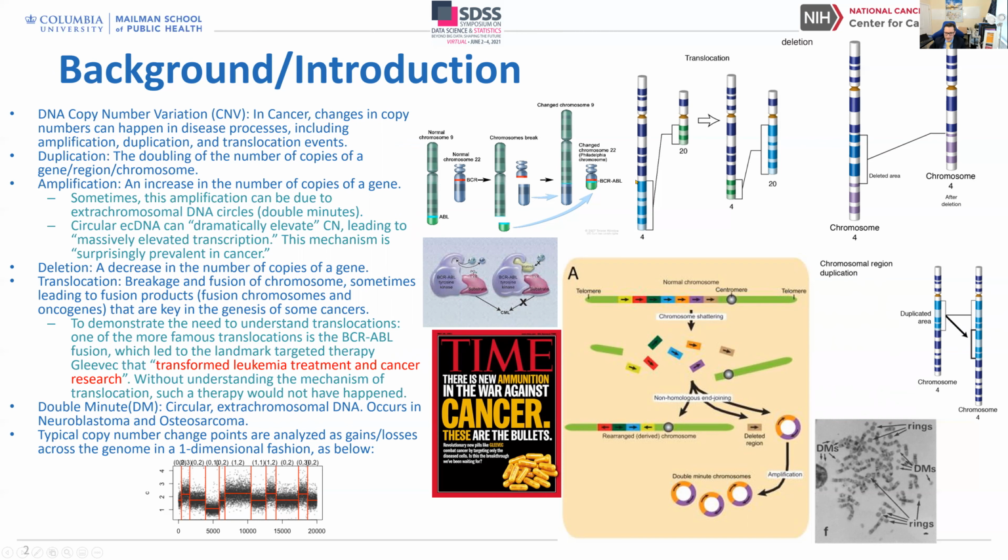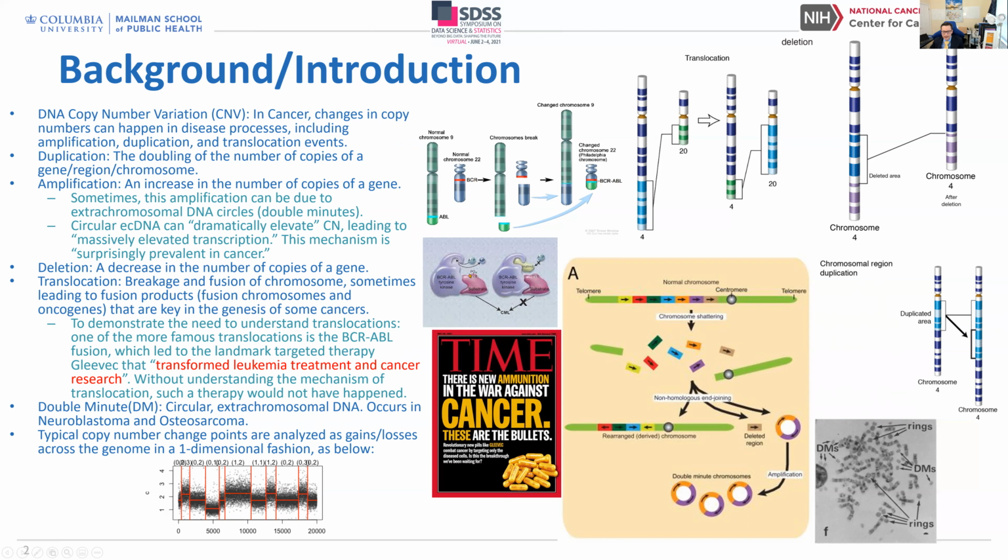This can happen with or without copy number change. And one of the most famous translocations is the 9;22 translocation in chronic myeloid leukemia, which creates the Philadelphia chromosome, which creates the BCR-ABL fusion protein.